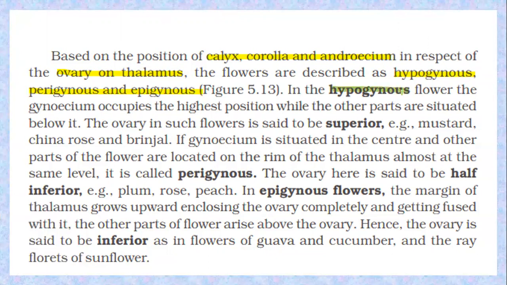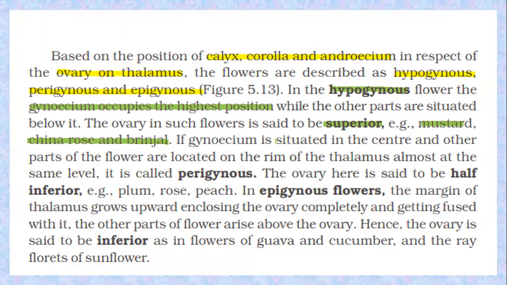First of all, we are going to discuss the hypogynous condition. Here, the gynoecium occupies the highest position where all other floral whorls are situated below that. Here, the ovary is said to be superior. Example, mustard, China rose, and brinjal. What you will find is that they have a superior ovary in mustard, China rose, and brinjal.